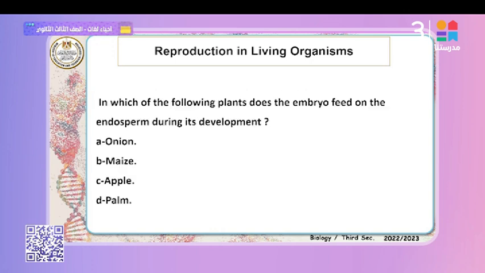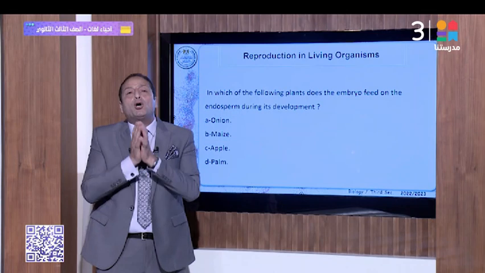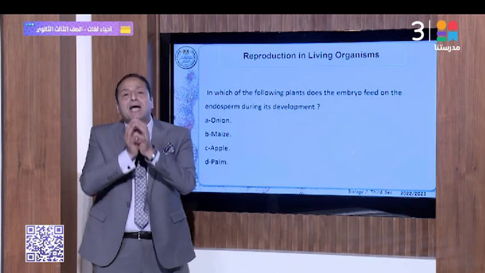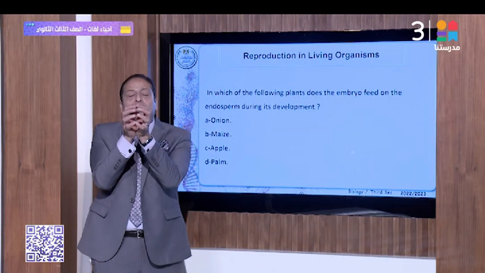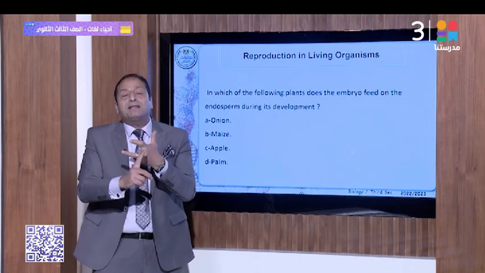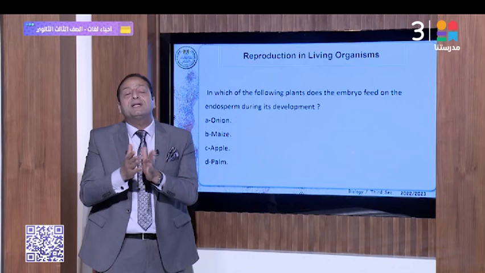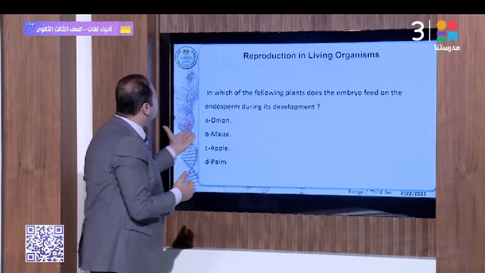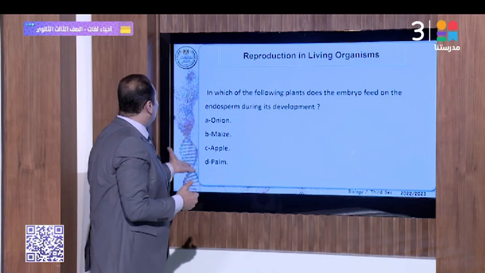In which of the following plants does the embryo feed on the endosperm during its development? In exendosperm, the embryo in monocotyledons does not feed on the endosperm, except a little amount. But in dicotyledons, endoendosperm, the embryo feeds completely on the endosperm and stores its nutrients inside the cotyledon. So it is seen in the legumes, for example, pea, lentils, lupins, apple, and specific types of cotton, specific types of dicotyledon. So the best answer, which one of them? A, B, C, or D?